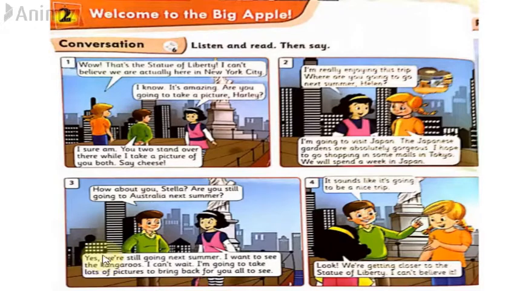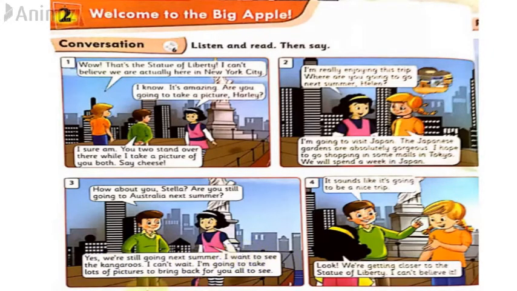Yes, comma. First of all, when you are answering a question, you are going to write yes or no, and then you have to put a comma. Yes, we are still going next summer, full stop. We're is short for we are. So yes, comma, we are still going next summer. This is the proper way of writing down an answer. First you are going to say yes or no, then the comma, then the remaining answer.